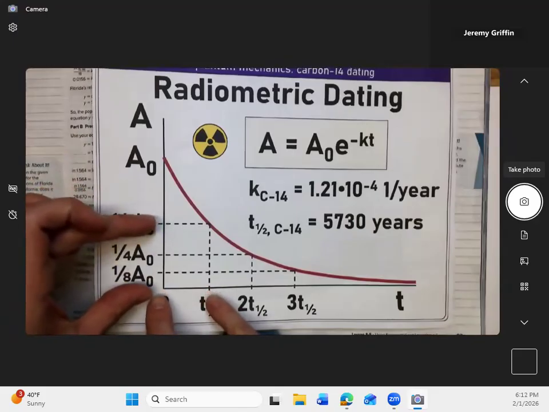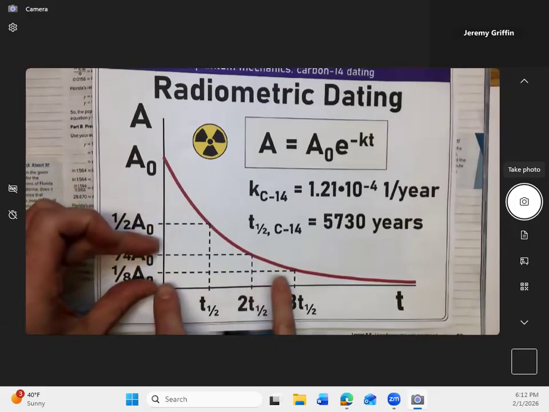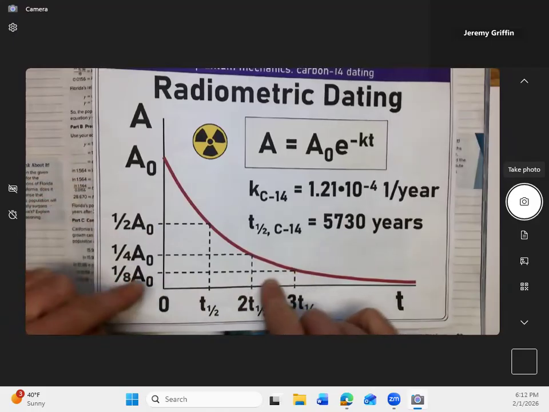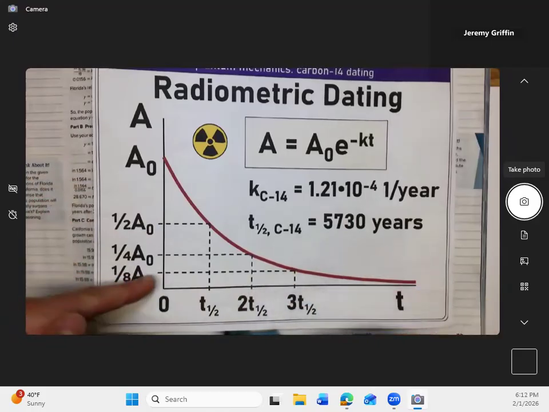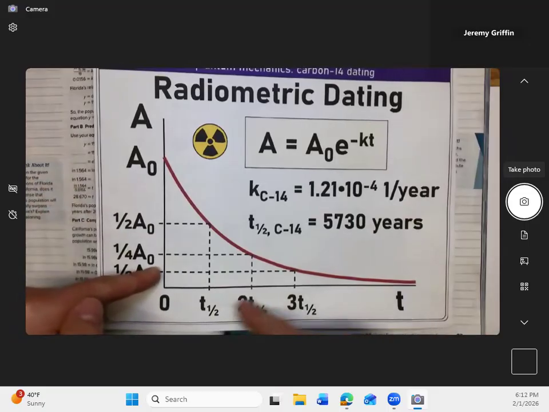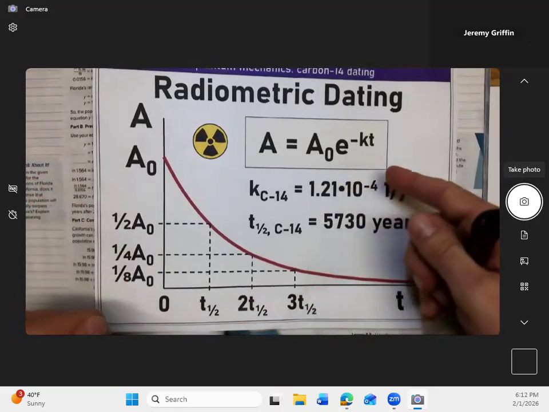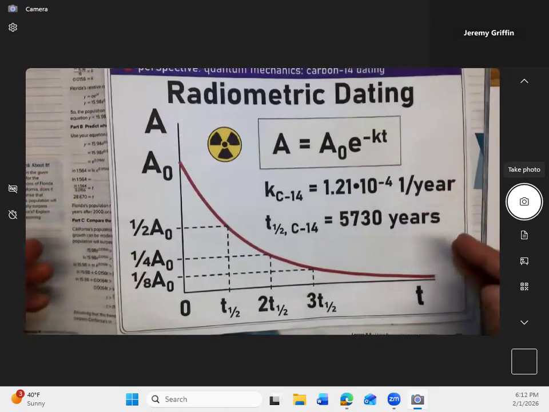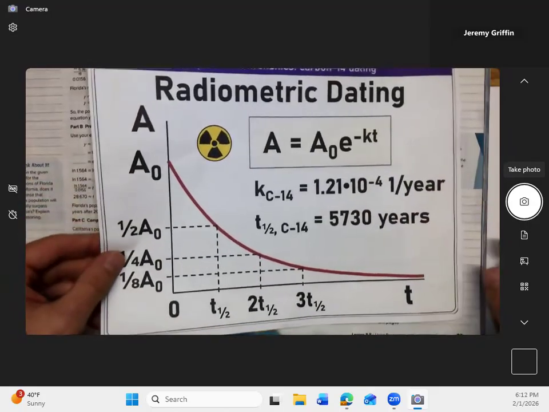After another 5,700 years, you get half of that half. After another 5,700 years, you get half of half again; now you're down to an eighth. So if you're an archaeologist and you find something with 1/8 of the original carbon-14 it should have, three half-lives have passed. That's probably between 15 and 20,000 years old, something like that.